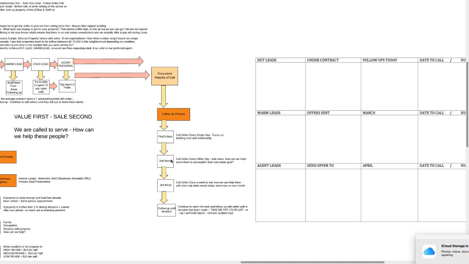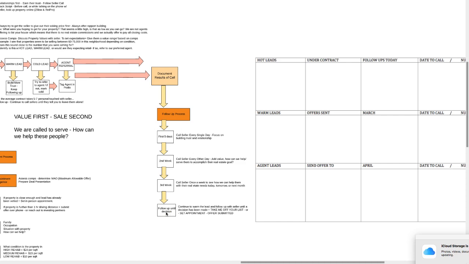Maybe after the first 2 or 3 calls, you can do it every 3 days. Third week, we're going to do more of a once a week follow-up because, again, people don't want to hear from us every single day, but we're just showing them that we're serious about it and we're here to help.